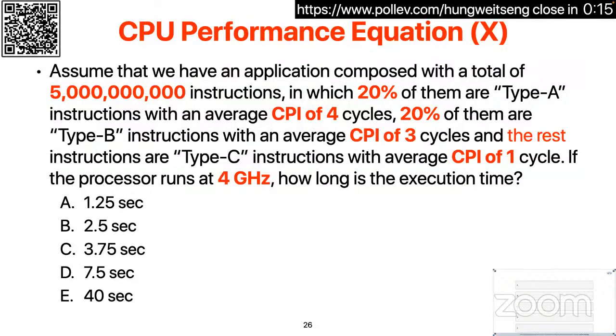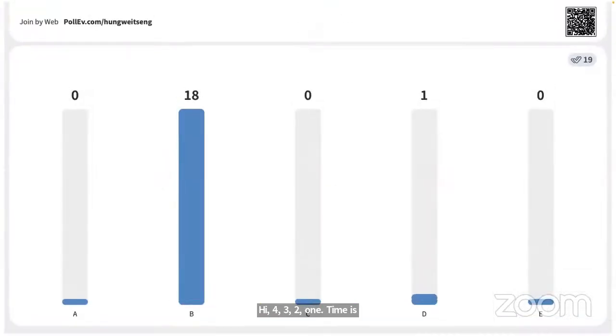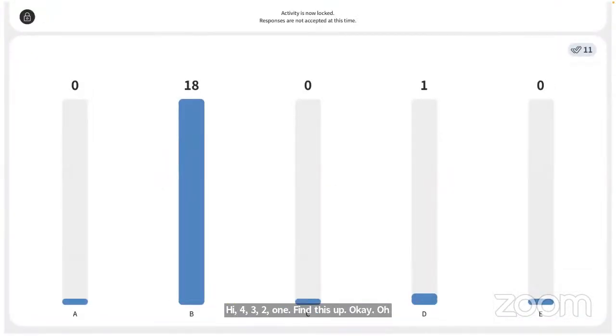All right, so let's wrap up in 15 seconds. You haven't voted. Make sure that you voted. 5, 4, 3, 2, 1. Time is up. Okay. Oh wow, magic, right? So now everybody kind of agrees it's B.